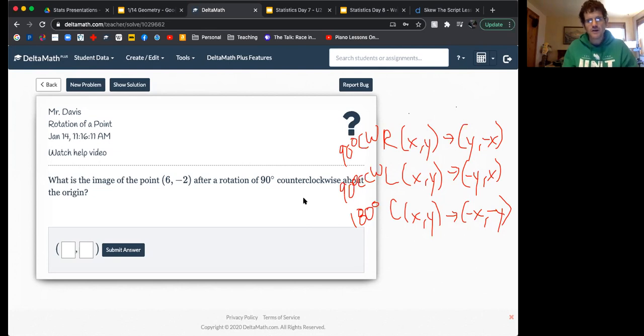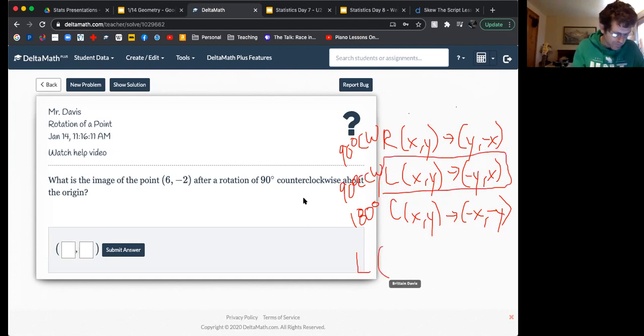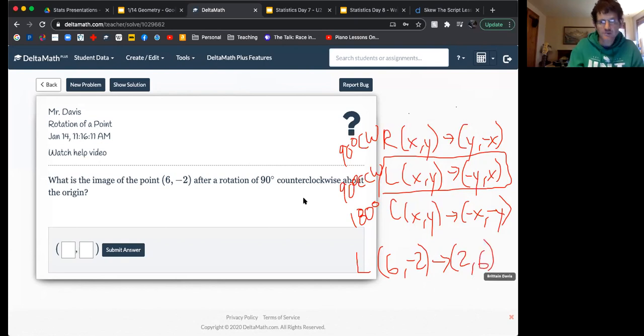So at this point, all I need to do is pick the correct one. 90-degree counterclockwise is this coordinate rule. So I'm going to do L of 6, -2, which tells me, in this case, to flip the coordinates and change the y value sign. So when I bring that -2 up to the front, I'm going to change it to +2. And when I put the 6 at the back, it just stays 6. 2, 6. Let's see if we did it right.